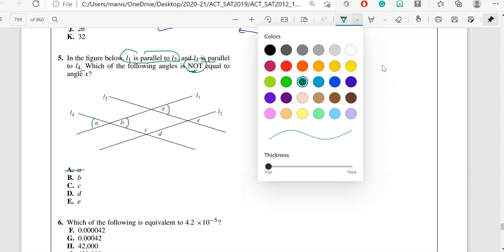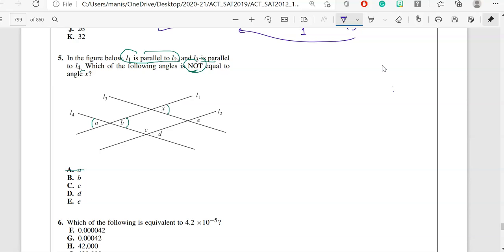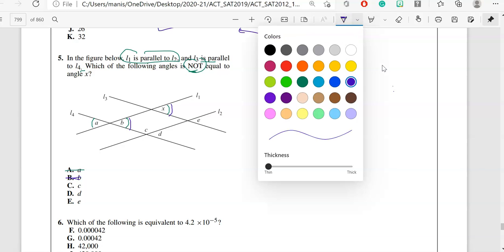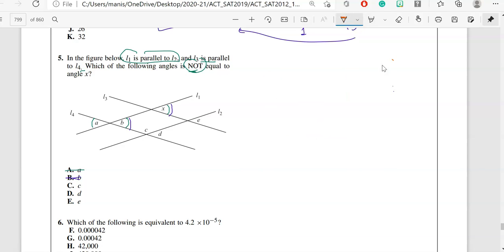Let's move to choice B. As I told you, these are equal over here. I believe these are interior angles or corresponding angles. As you can see, B is equal to X. They are equal, so that's not the answer. Before I go to C, let me go to D and E also. X and E are corresponding angles, so they are equal. And E and D are corresponding angles, they are equal, so this is not the answer. So we are left with option choice C. That's the correct answer.